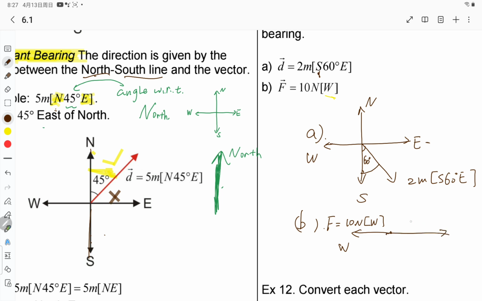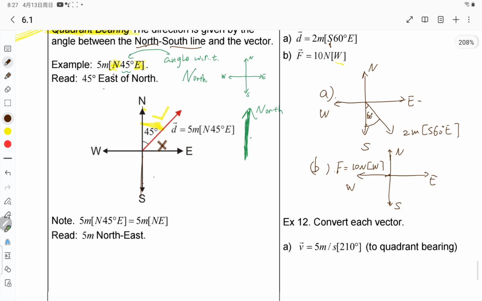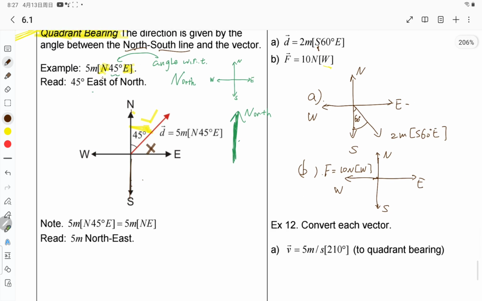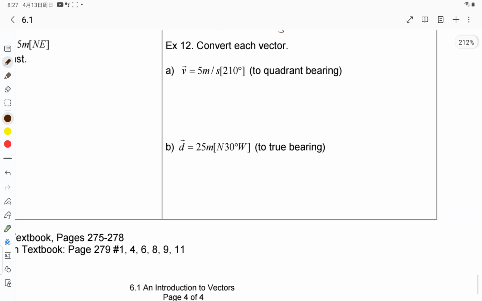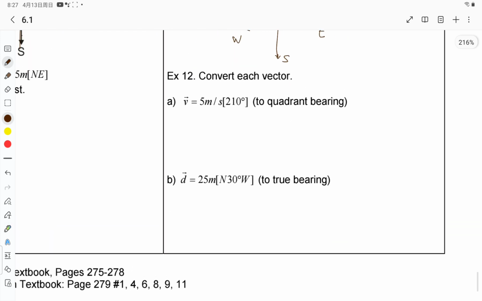Of course, you can draw this reference. Always draw this reference, as this is our new coordinate system: west, east, north, and south. Okay. Let me pause this. We have two small examples. Convert the vector to quadrant bearing.